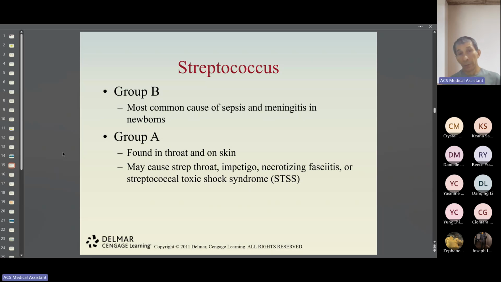Streptococcus. Remember, Streptococcus is bacteria, but this is a normal flora bacteria. But just because it's a normal flora, do not think that it's not going to cause an infection. Remember, if this bacteria moves from the site where they survive and don't cause any harm to our body, if they go beyond that area, then they're going to cause infection.